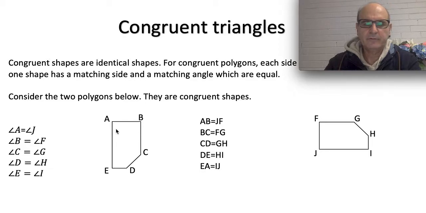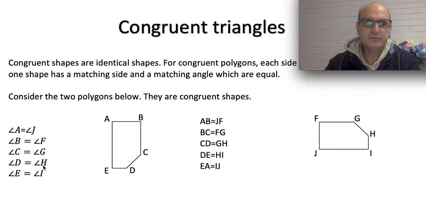What we'll have here, starting from AB is equal to JF, BC is equal to FG, CD is equal to GH, and DE is equal to HI, and finally EA is equal to IJ. So all corresponding sides are equal.